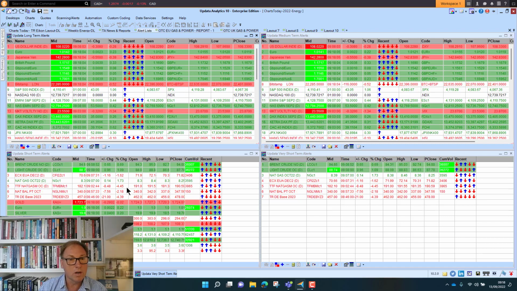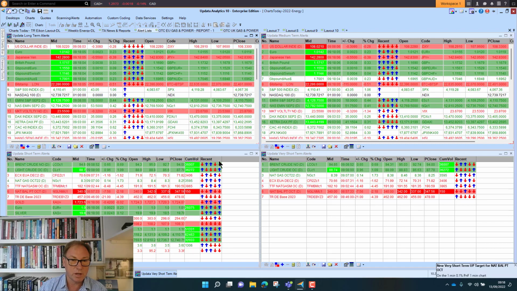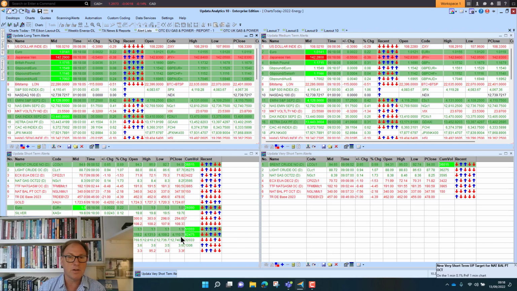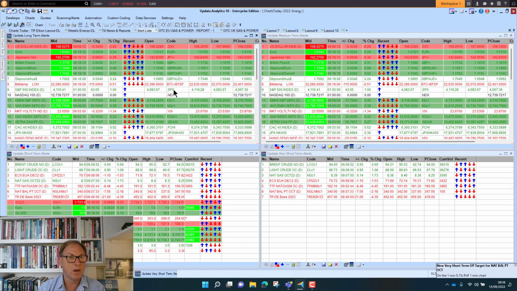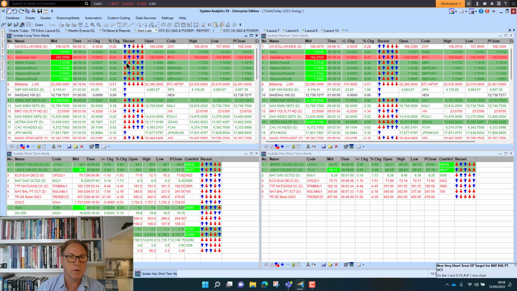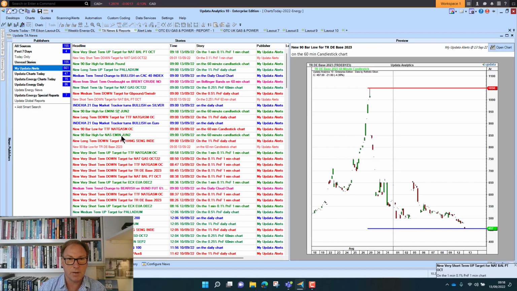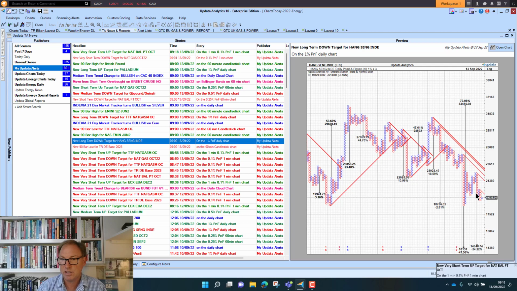I then get more alerts on my medium term, on my short term charts, and this is where I'm thinking the next few days, a week ahead. And then the medium term is weeks ahead, and the long term is months ahead. So this is where you see the big changes. So when you see those long-term moves, so for example here the Hang Seng has just given a new long-term downside target on the 1% point and figure chart. So that is significant for the longer term.